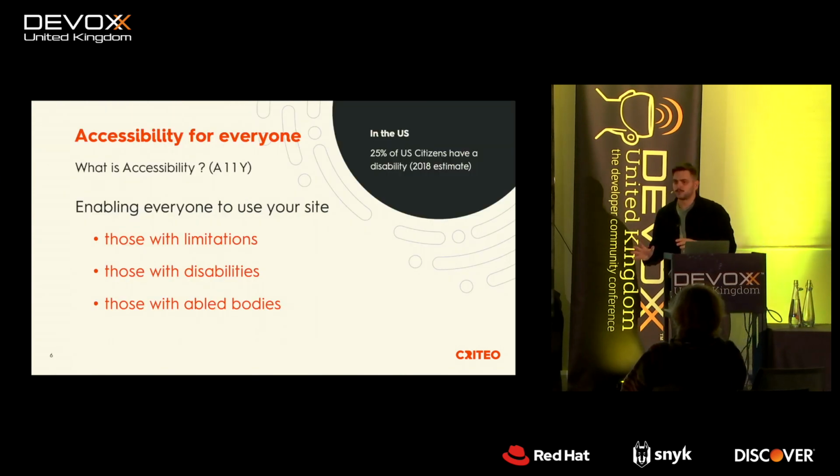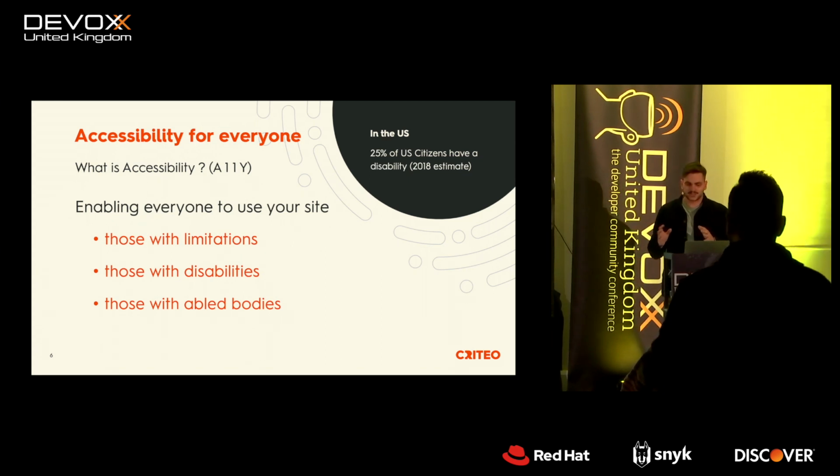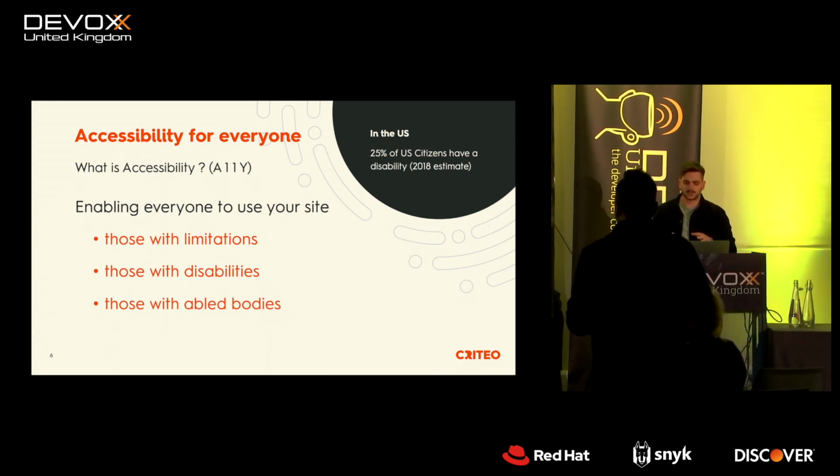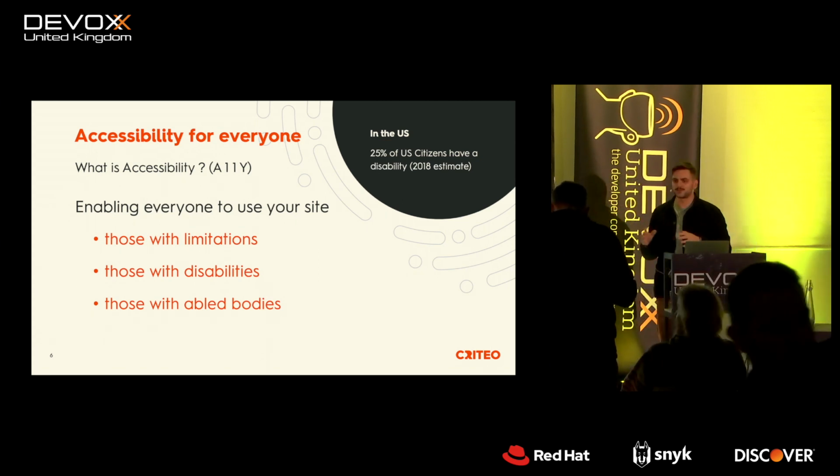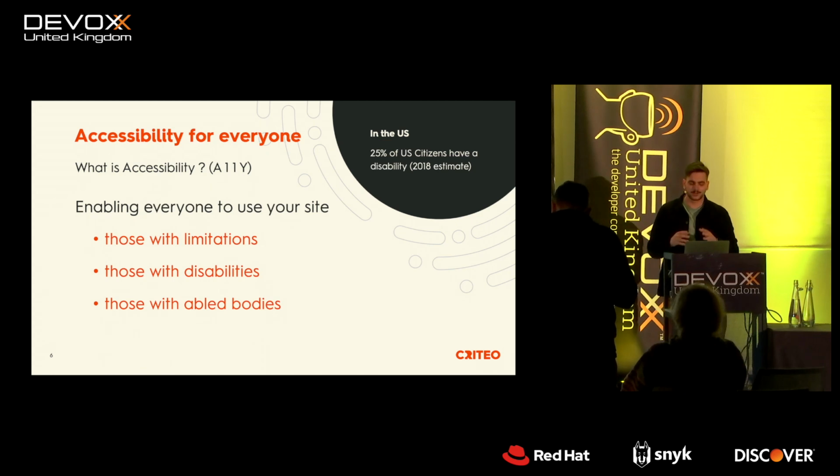So first, a quick reminder, what is accessibility, or a11y? The goal of that is to enable everyone to use your website, even those with limitations, disabilities, or able-bodied. Just for you to know, based on a 2018 estimate, 25% of the US citizens have a disability. So we are not just talking about few people in the back of the room, but really a huge majority of the people that can access your website.